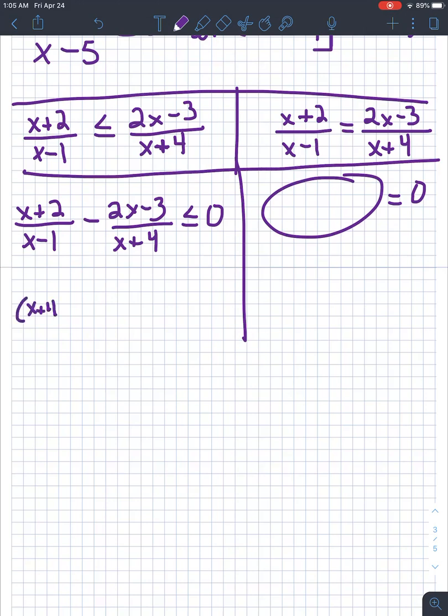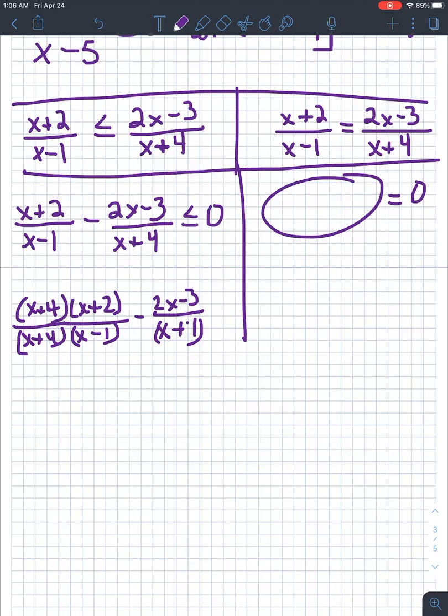x plus 4 over x plus 4 times x plus 2 over x minus 1. So x plus 4 over x plus 4 will cancel itself out. x isn't allowed to be negative 4, but it's not allowed to be anyways, and we will see that on our graph anyway. Minus 2x minus 3 over x plus 4 times x minus 1 over x minus 1 less than or equal to 0.